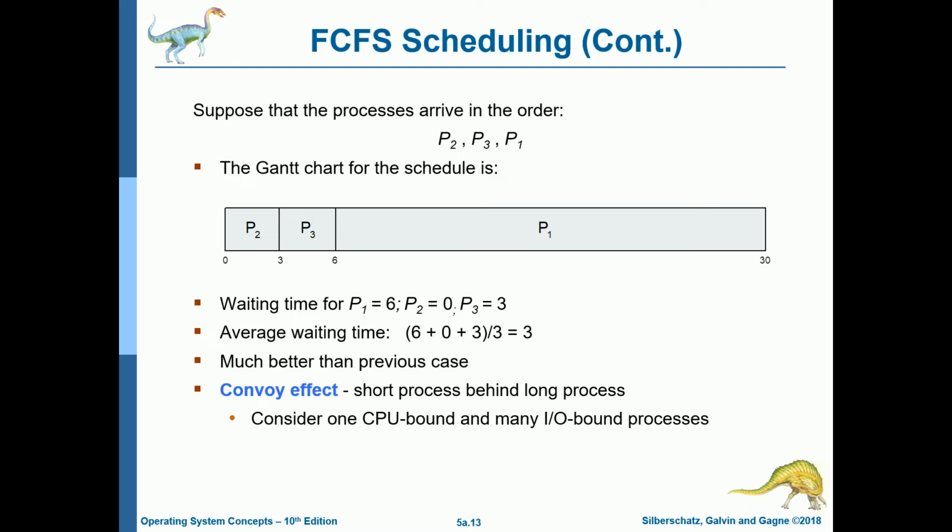Now this appears much better than the previous case in terms of its waiting time. However, you'll notice that there is a convoy effect, as all the other processes wait for one big process to get off the CPU. This effect results in lower CPU and device utilization than might be possible if the shorter processes were allowed to go first.